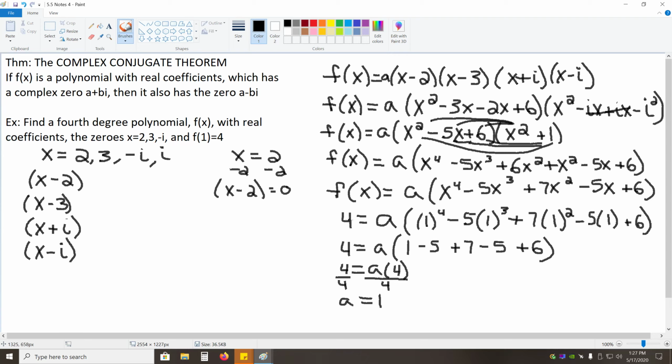So we can now say what the final function is. The fourth degree polynomial with these given zeros and with f of 1 equals 4 is 1 times x to the fourth minus 5x cubed plus 7x squared minus 5x plus 6, meaning it's just x to the fourth minus 5x cubed plus 7x squared minus 5x plus 6.